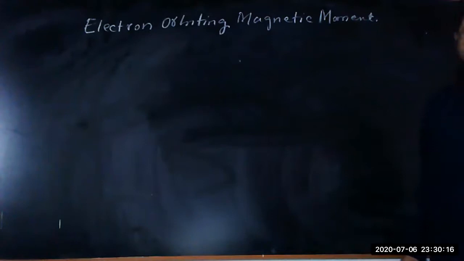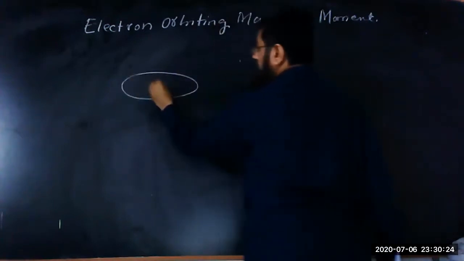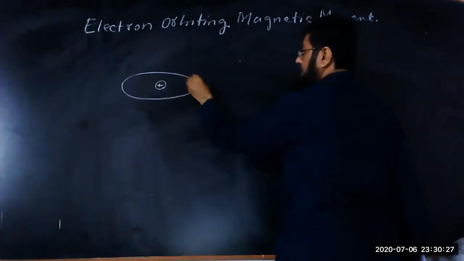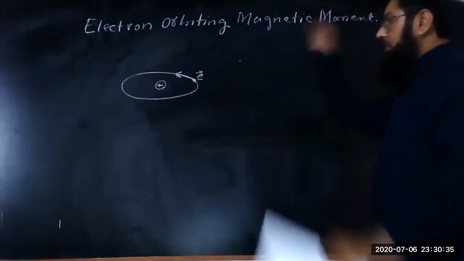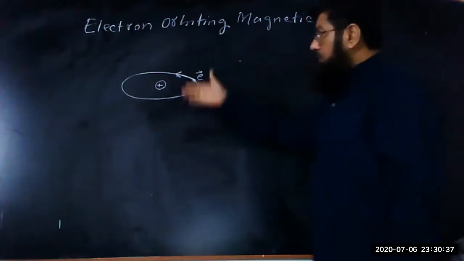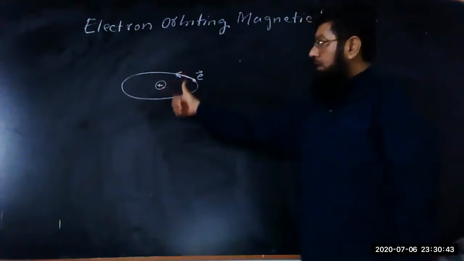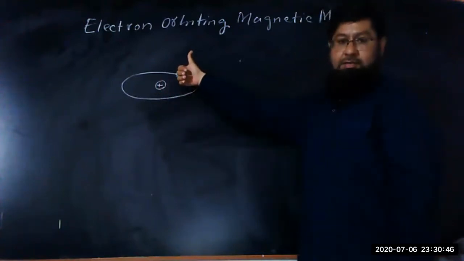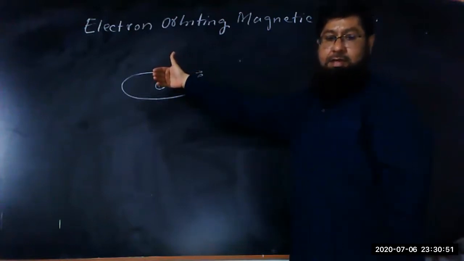So now we are discussing the electron orbiting magnetic moment. As you know, when the electron is orbiting around the nucleus, in this direction, it creates a magnetic moment. The direction of the magnetic moment can be found by using the right hand rule: the thumb points in the direction of the magnetic moment and the curled fingers indicate the direction of the circulating electron.